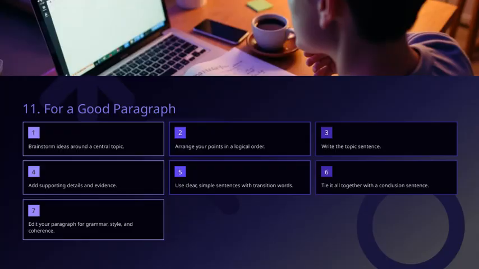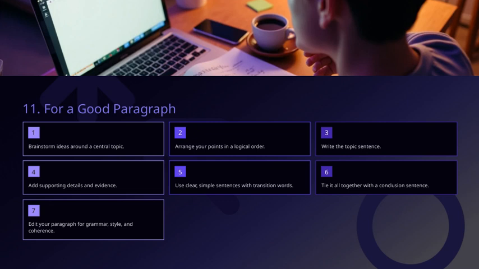First, it's important to brainstorm ideas around a central topic. This helps you gather your thoughts and focus your writing. Next, you'll want to add supporting details and evidence to back up your main idea, making your paragraph more convincing and complete. After that, don't forget to write a clear topic sentence that tells the reader what the paragraph is about.